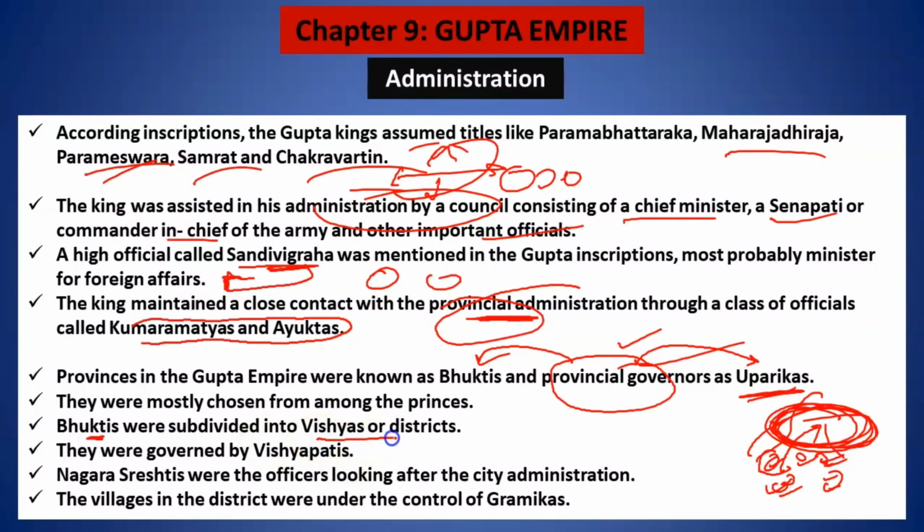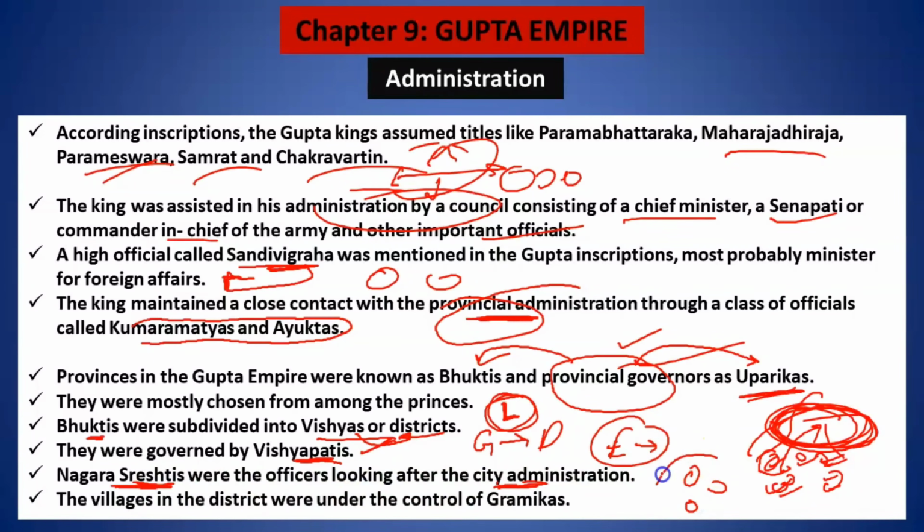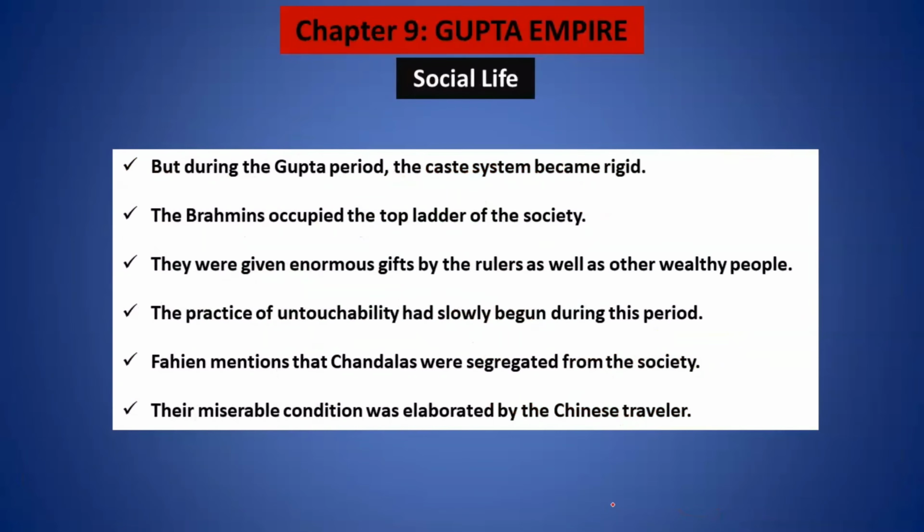This was divided into vishyas, which is also known as district. This is important. Now vishyapatis were administering the districts, and nagar shreshtis were taking care of the city administration. Remember this. Vishyapatis were governing the district, whereas the executive part, this is related to law making, legislature, the executive part of the city administration was with Nagar Shreshtis. And in the district, obviously there will be many villages under a district. So those villages were under the control of Gramikas. I hope this is clear to all of you.